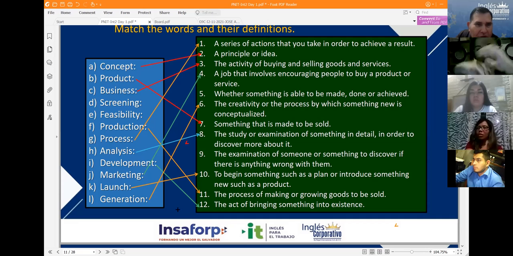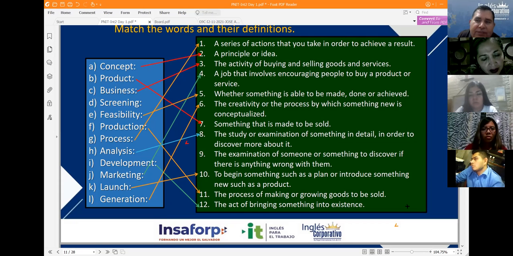Okay, so which ones do we have left? Number 5 and number 9. Feasibility. What is feasibility? Number 5, right? Yeah. Feasibility is similar to possibility. Feasibility, whether something is able to be made, done, or achieved. Whether something can be made, done, or achieved. That would be feasibility. All right, the next one.